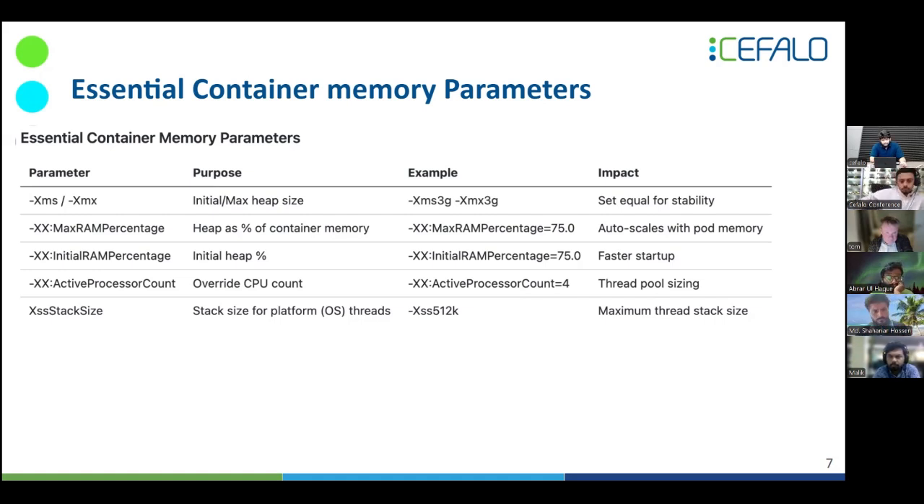There are some other memory tuning parameters as well. There's the Xss stack size. So basically, by default, when a thread is created, it has 1 megabyte of memory allocated to it. But if you don't need it, you can actually reduce it. And this stack memory is not part of the heap memory, it's part of the native memory or the non-heap memory. So if you have more stacks, you might need more non-heap memory.